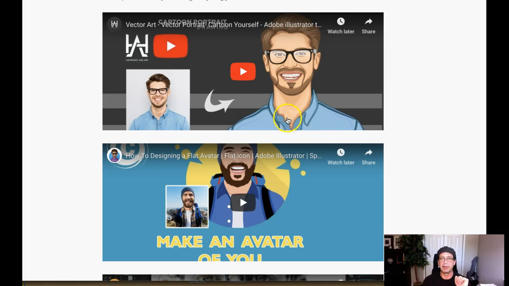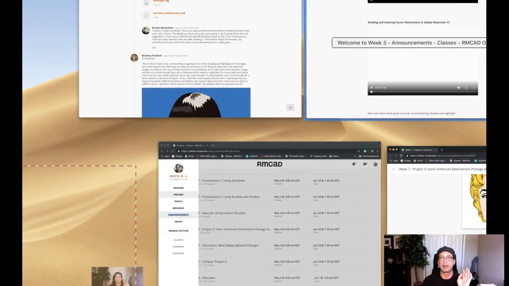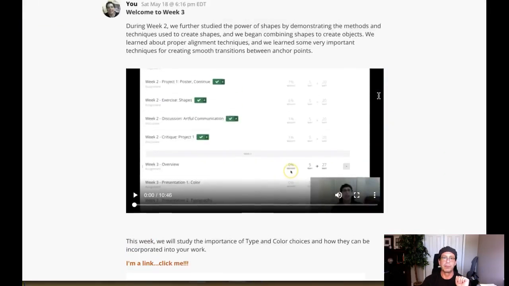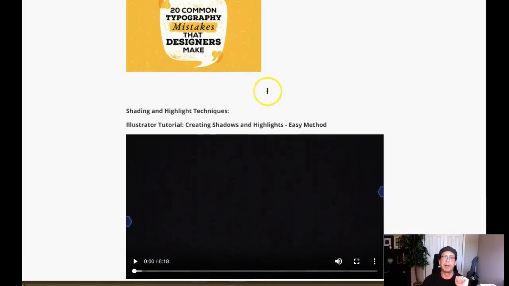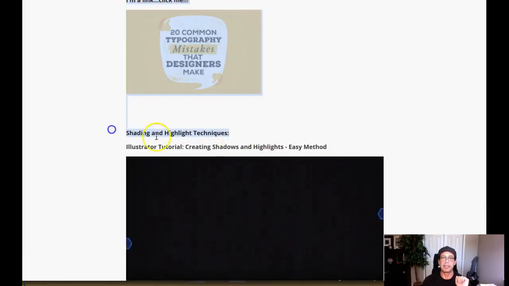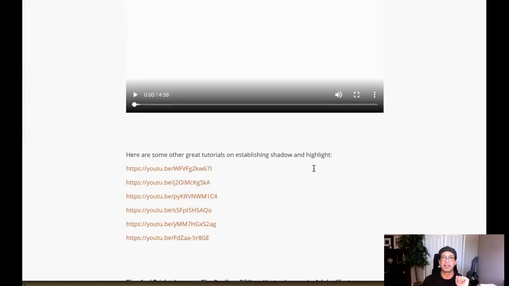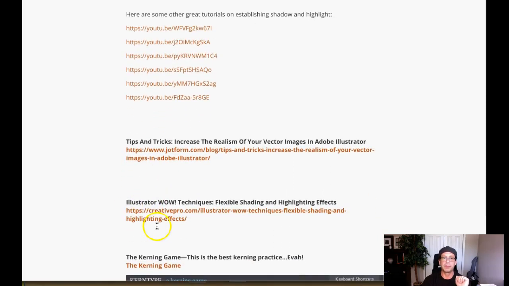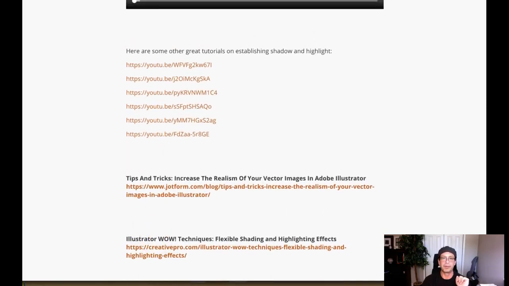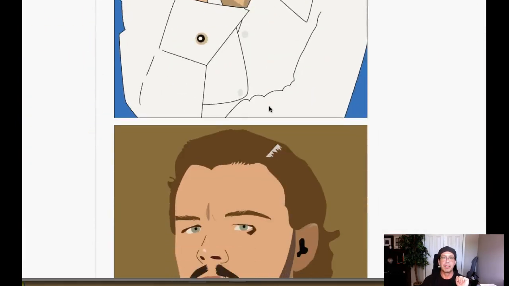Look at the neck area, right? Just gorgeous techniques throughout here. And the same thing with the other videos. And then, believe it or not, if you jump back to week 3, that was the color week. Remember this announcement, welcome to week 3. There's a bunch of tutorials in here, shading and highlight techniques. And then over here, coloring vector illustrations using shading and highlight. Then here's 6 more video tutorials. And then here's an additional 2. So there's a ton of resources to assist you in establishing shadow and highlight areas.